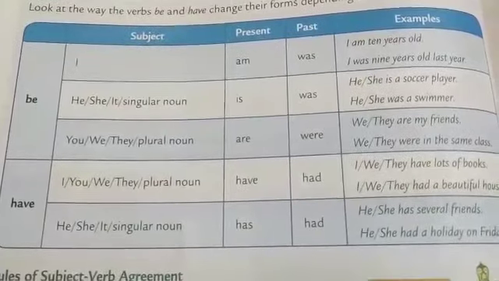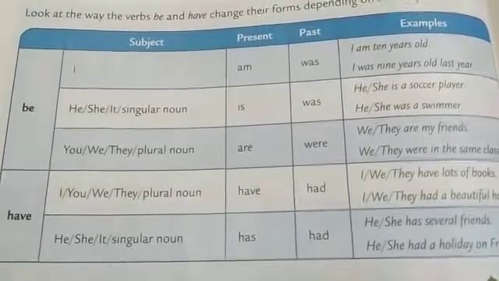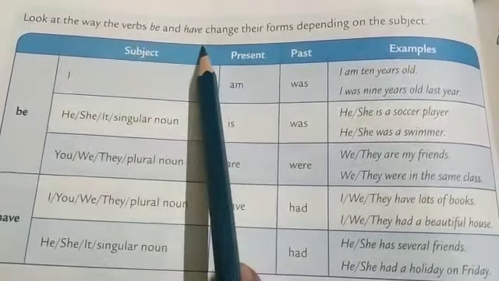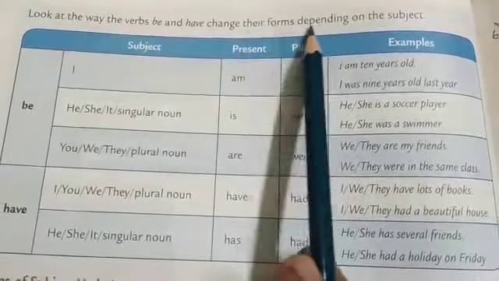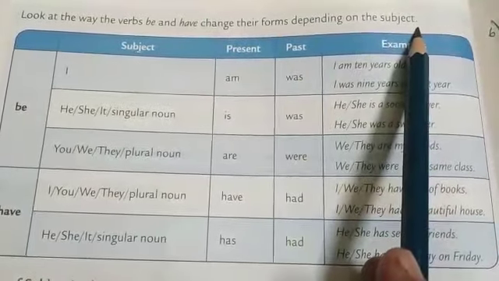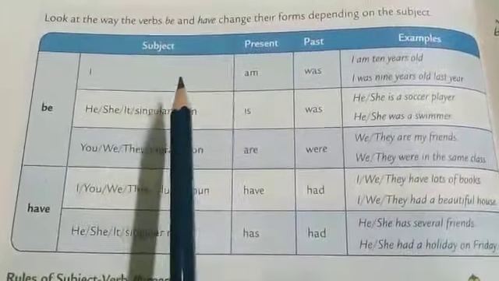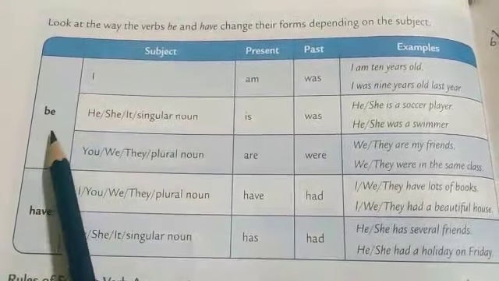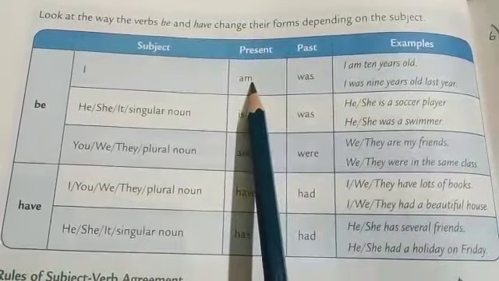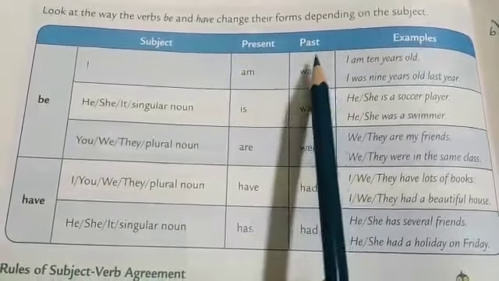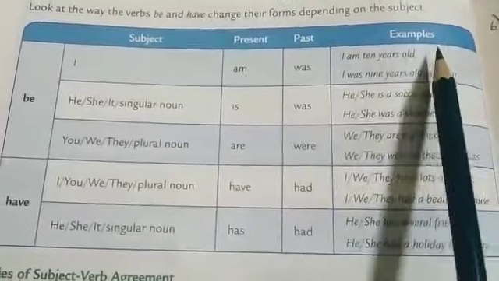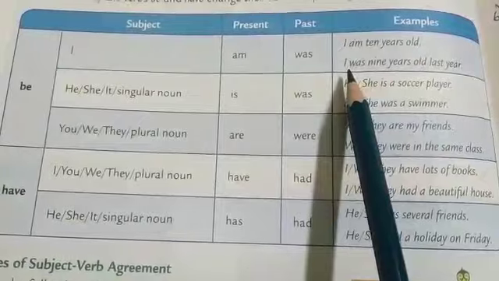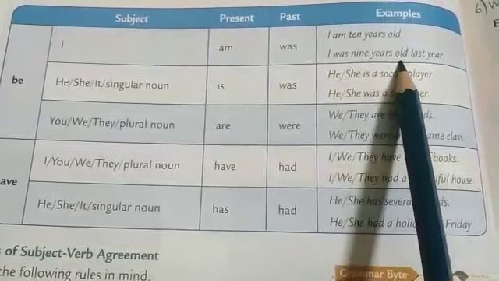Now we will go through this table on page number 84. The verbs be and have change their forms depending on the subject. When the subject is I, the verb be will take the form am in the present tense and was in the past tense. For example, I am 10 years old. And in the past tense, I was 9 years old last year.